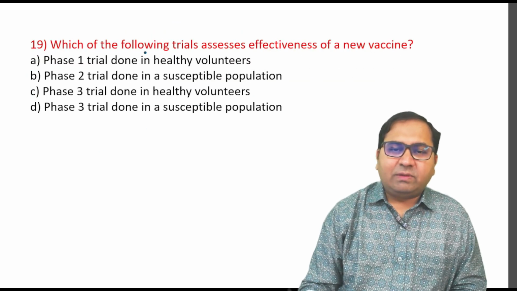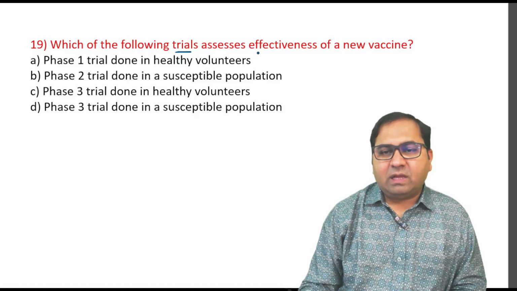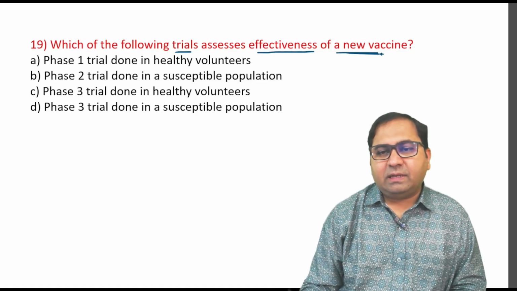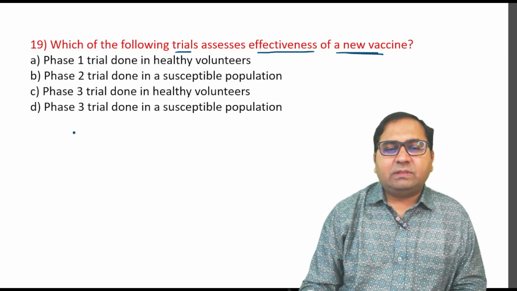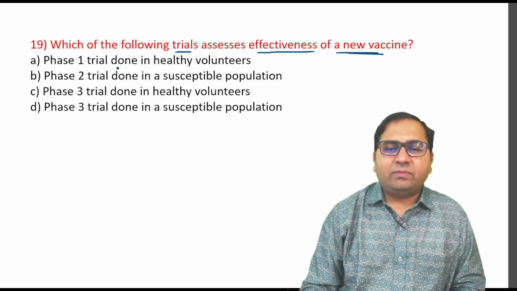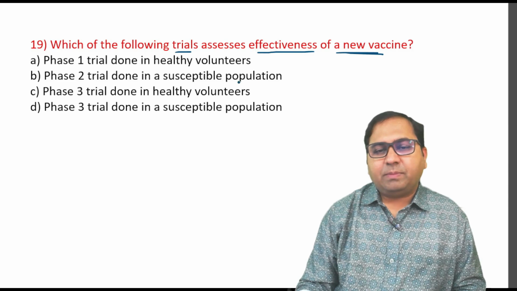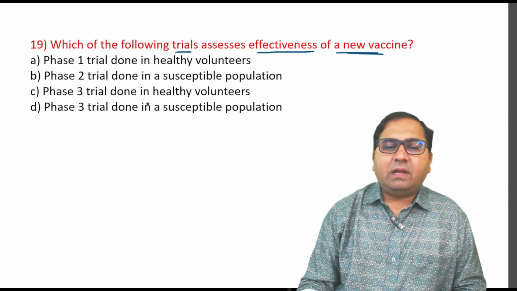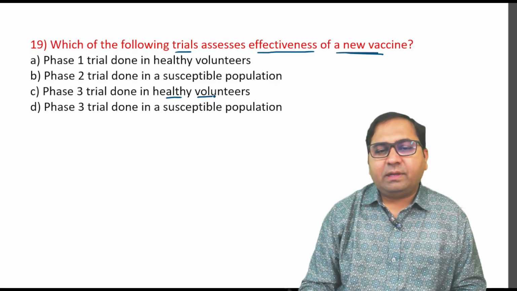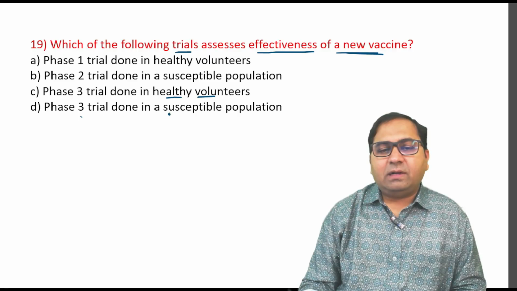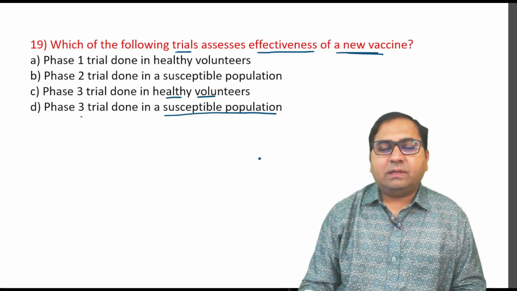Next question. Which of the following trials assess the effectiveness of a new vaccine? Options: Phase 1 trial done in healthy volunteers, Phase 2 trial done in susceptible population, Phase 3 trial done in healthy volunteers, or Phase 3 trial done in susceptible population.